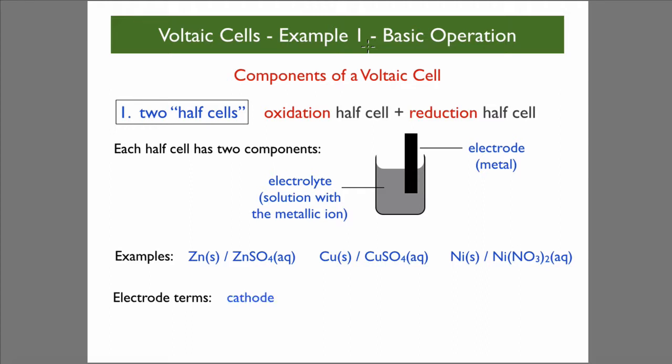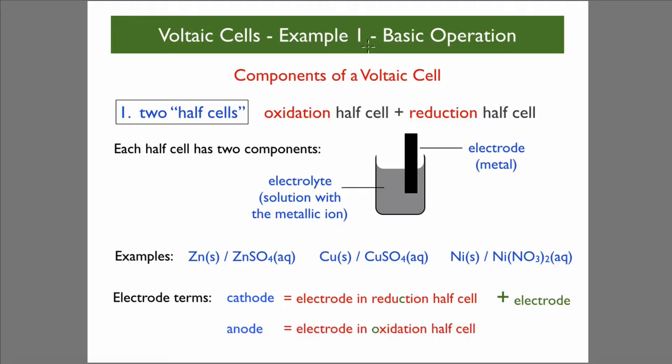The electrode terms: a cathode is the electrode in the reduction half cell, and it is the positive electrode. The anode is the electrode in the oxidation half cell, and it is the negative electrode. To remember this, just remember a red cat standing next to an ox. Red cat: reduction, cathode. An ox: anode, oxidation.